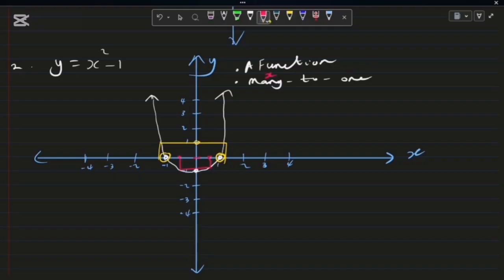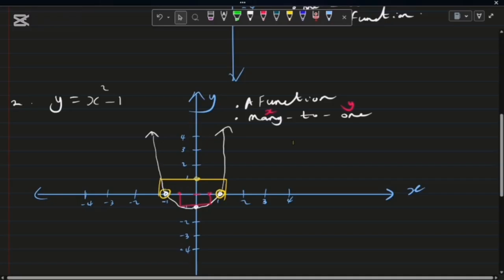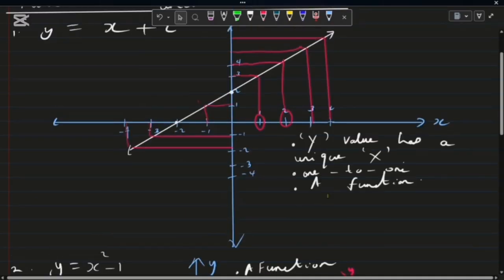So we call this a many to one function, a many to one relationship. Okay, so this is the situation with this one, and we have established that it is a function. Okay, and then let's look at the last one.